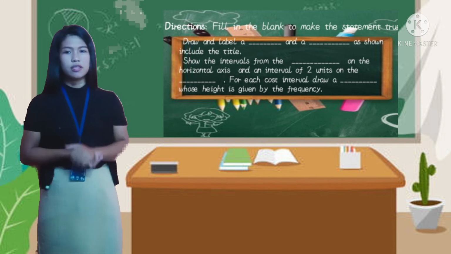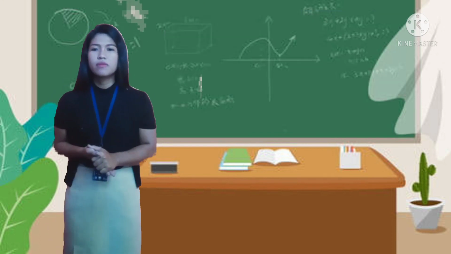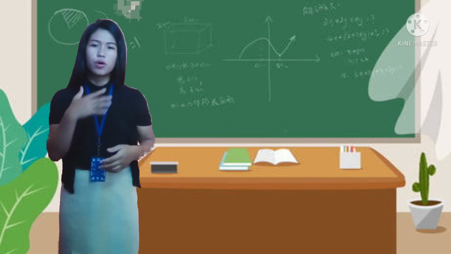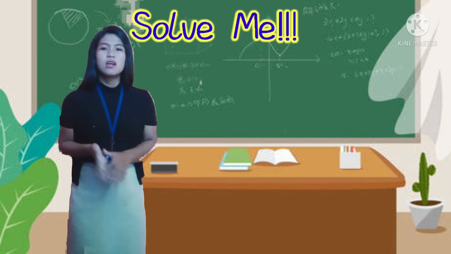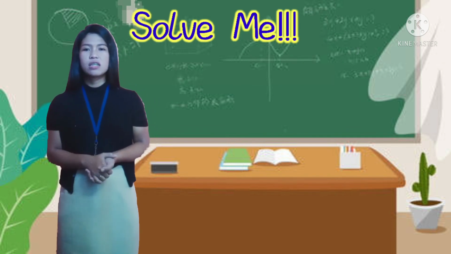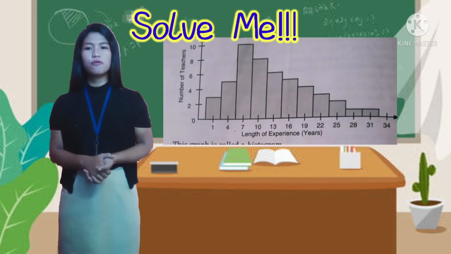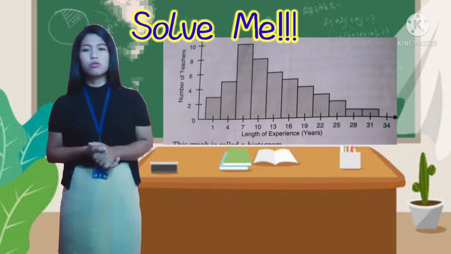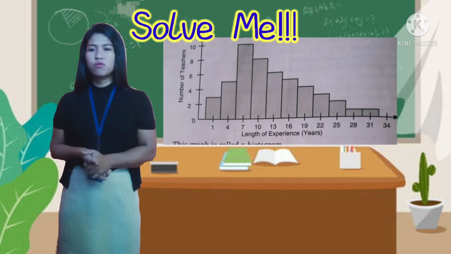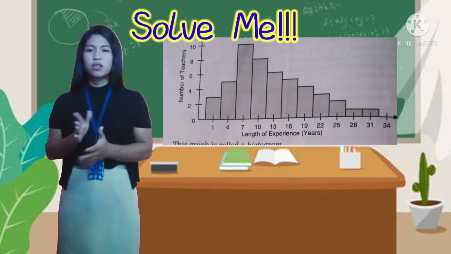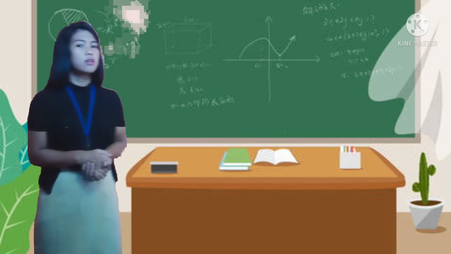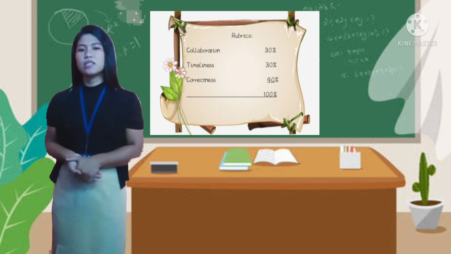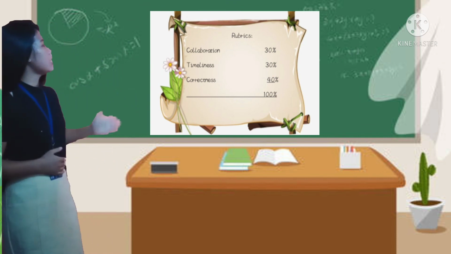Okay. Very good. So, this time, there is another activity. We will call this activity Solve Me. Each group will gather, organize, analyze, present, and make a conclusion from the given histogram. After 5 minutes of doing it, each group will choose 1 to 2 representatives to present their output for 2 minutes. The group will be rated based on the rubrics. So these are the rubrics: collaboration 30%, timeliness 30%, correctness 40%, and the total is 100%.